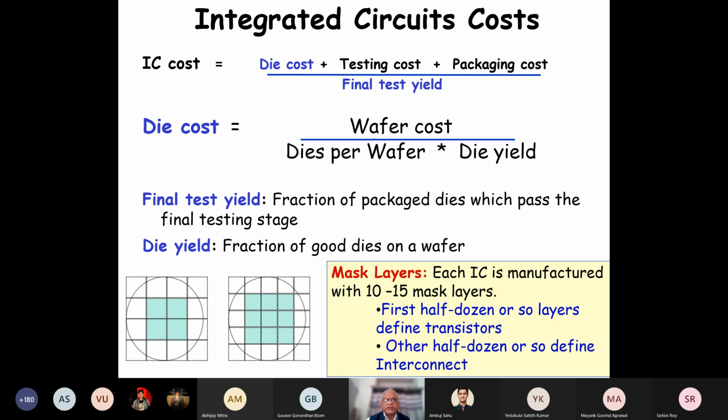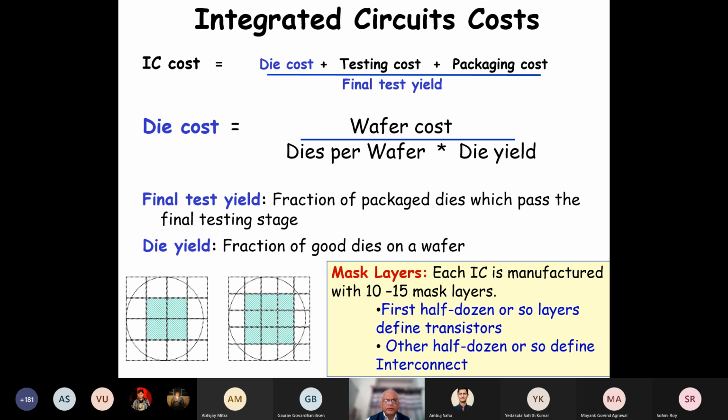So the IC cost is die cost plus testing cost plus packaging cost, divided by final test yield. The die cost, if we look at this first term, is the total wafer cost divided by how many dies are there: dies per wafer into die yield. That is how many good dies are there. And of course, these parts that are outside here are not full dies. They have to be discarded actually.